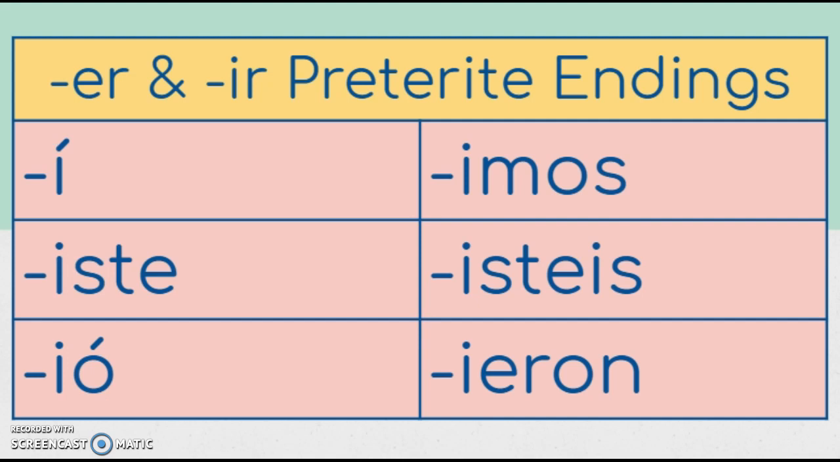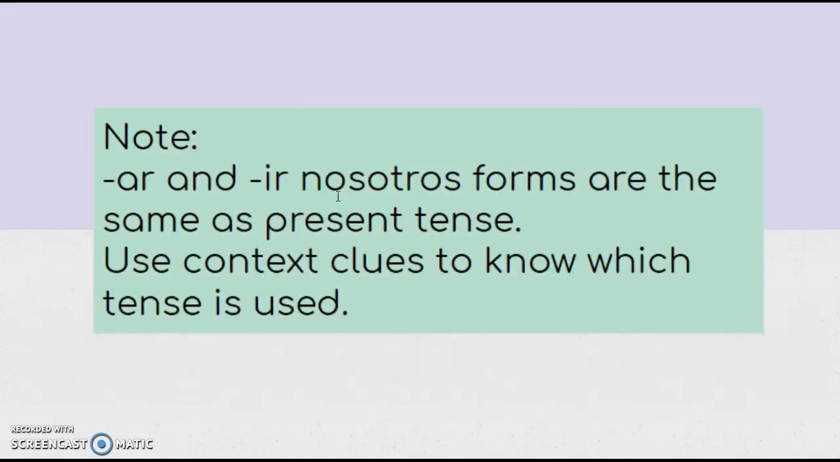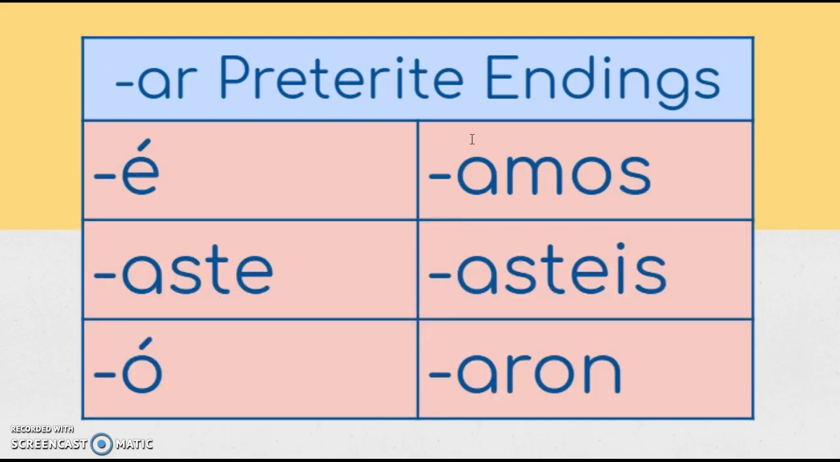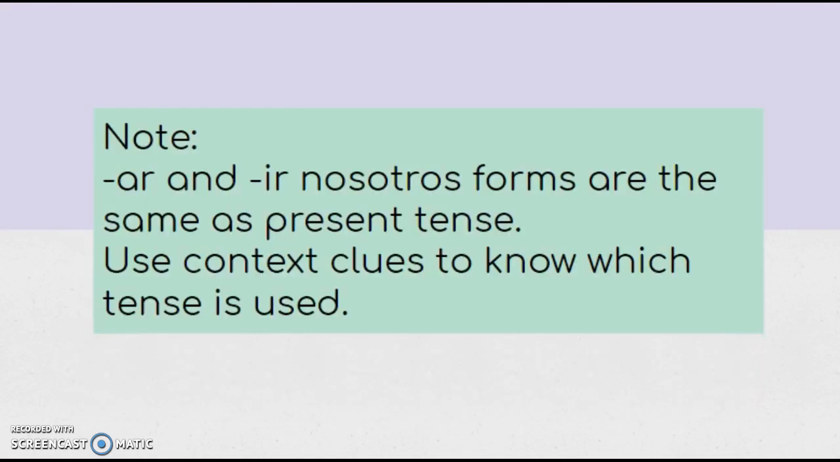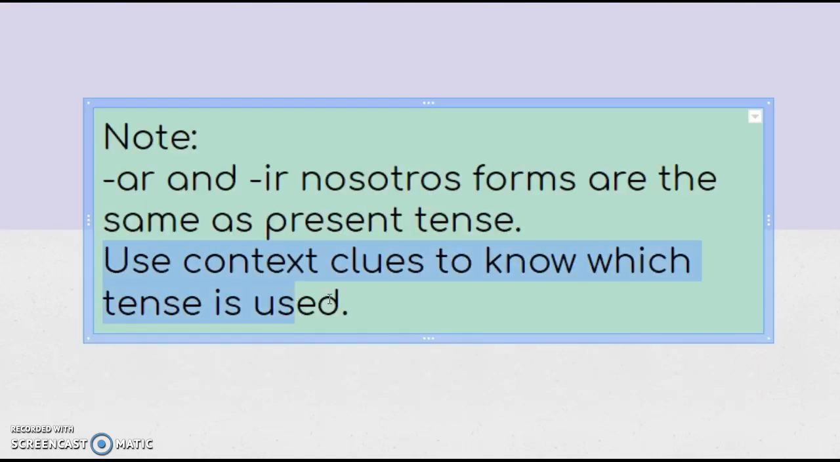So now that you should have those written down, I want to note that the AR and IR nosotros forms are the same as in present tense. So like both present and preterite or past tense have -amos there, for instance. So you have to use context clues to know which tense is being used. I know they're the same endings, that's not a mistake, but I just want you to be aware of it. So that's how you do regular verbs in the preterite tense.